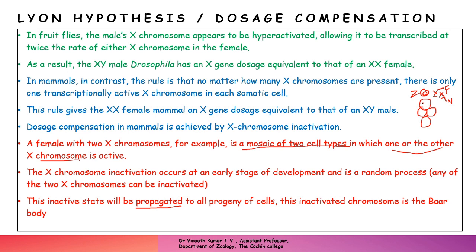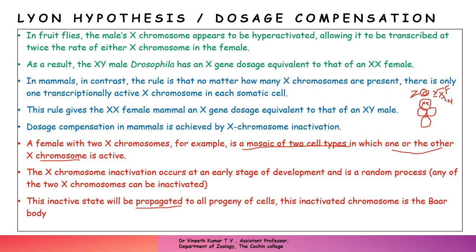Now the embryo has four cells, and each cell will have two X chromosomes, no doubt, because mitosis is happening. There will be two X chromosomes each, plus the autosomes. We are not going to discuss that now; we are going to discuss only the X chromosome. Consider all the autosomes present in all four cells. This is a normal female with two X chromosomes, one from the father and one from the mother.